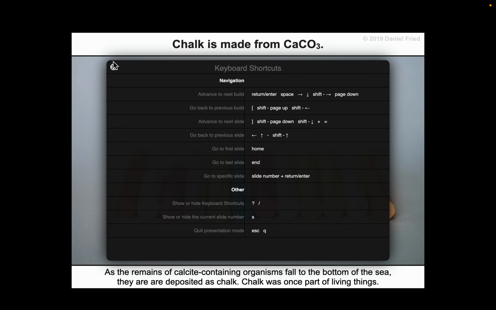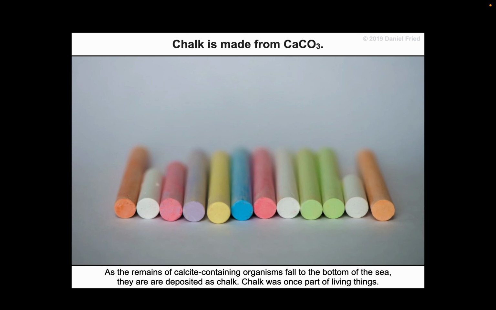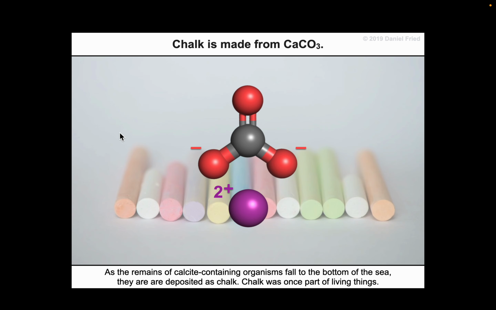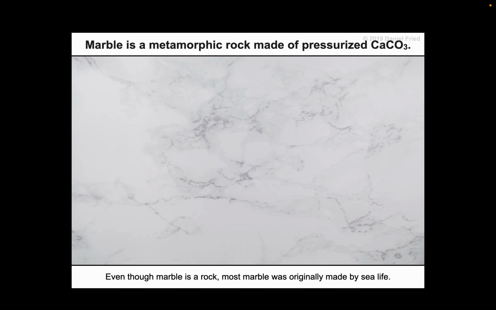So when you're drawing on the chalkboard, it's all from living seas. Marble is a metamorphic rock made of pressurized CaCO3. Even though marble is rock, most marble was originally made by sea life. Very interesting, isn't it?